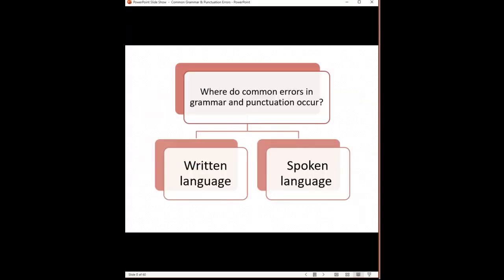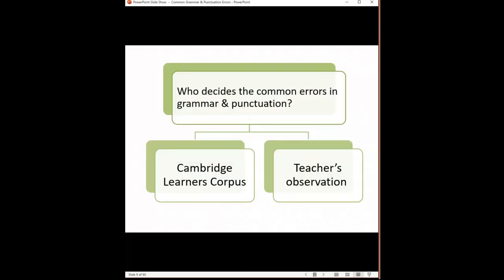Okay, let's move on. Writing, speaking, excellent. So as you mentioned, in written language and spoken language. And who decides that this is a mistake? Teacher's observation. When the teacher comments on your writing and marks your papers, or maybe when you speak and then you have a talk about what you have done. And the Cambridge Learner Corpus is a corpus that gathers all the common errors made by international students who are not native speakers, and you can find loads of those common errors in the corpus.